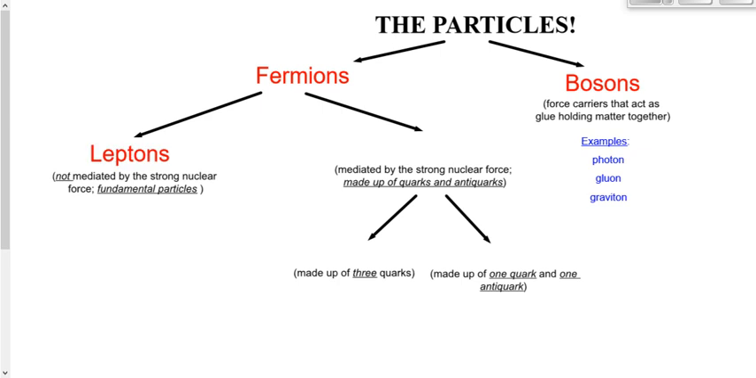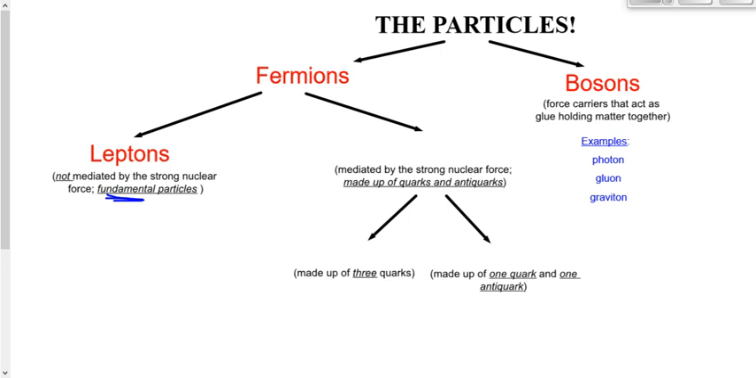there are two types. The first type is called a lepton. A lepton is a fundamental particle. It does not get smaller than a lepton. It's a fundamental particle that is not mediated by the strong nuclear force. In other words, the strong nuclear force doesn't affect a lepton. You guys remember the strong nuclear force? We talked about radioactivity. There's the electrostatic repulsive force, the strong nuclear attractive force. The strong nuclear force doesn't affect leptons.